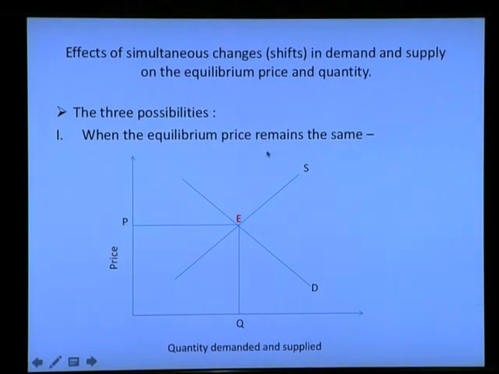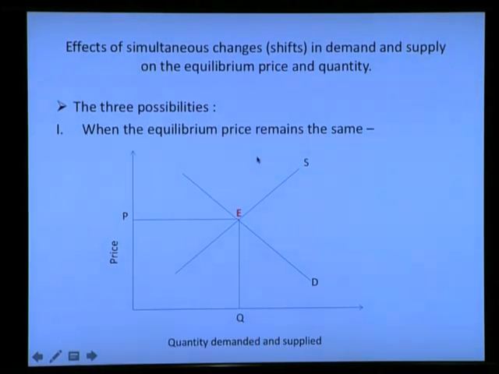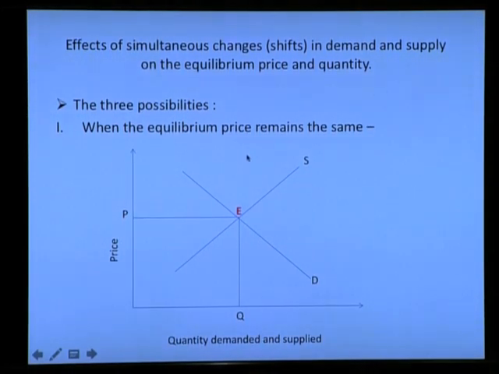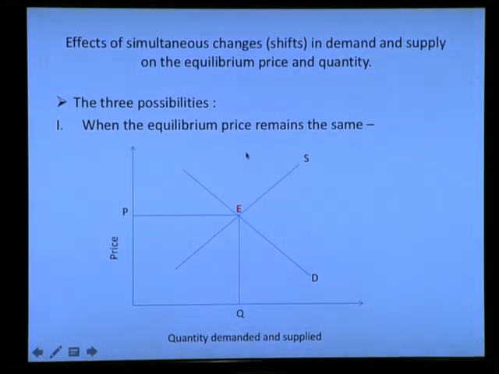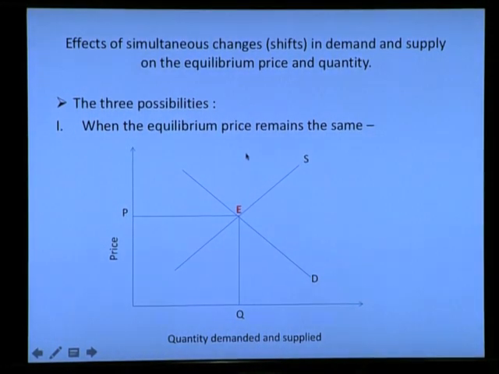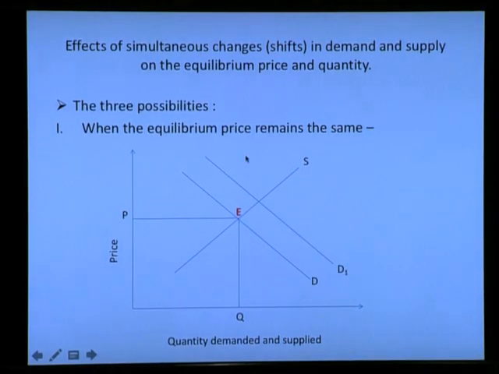Now, we are looking into a situation where the equilibrium price is not going to change. Since we are talking about simultaneous changes in both demand and supply, we are going to have both the demand and supply curve on the same graph. So, let us say that the demand has increased. The demand curve shifts from D to D1. So, that is the increase in the demand.